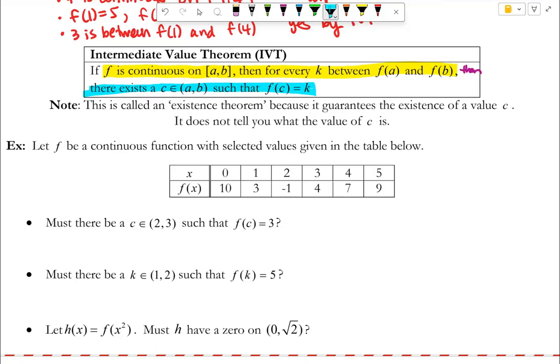So if a function, in this case f, is continuous on the closed interval from a to b, oh, you know what? We do have the word then. Oh, that's rough. I did not read that very well just now. Okay, sorry. Here's our conclusion.